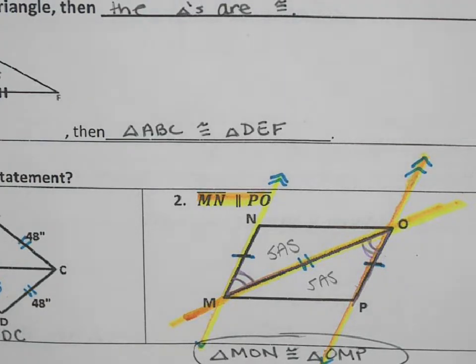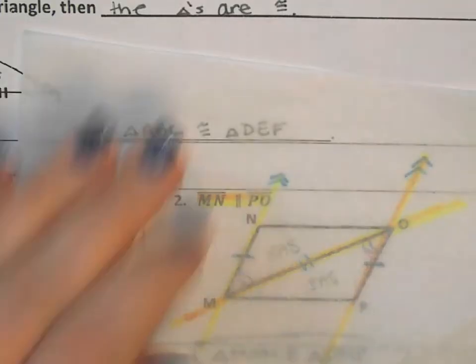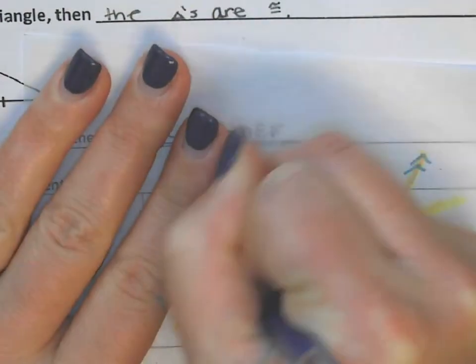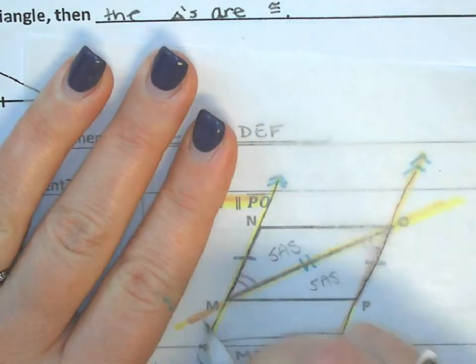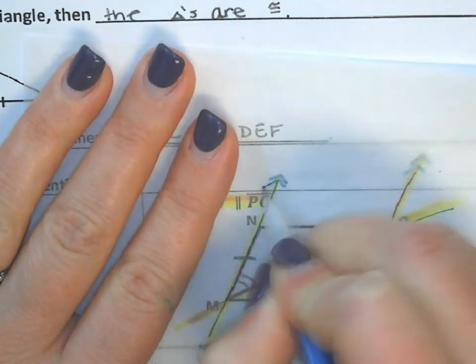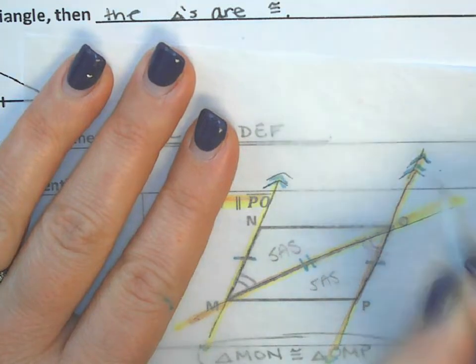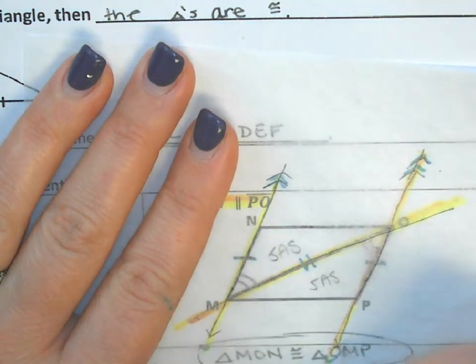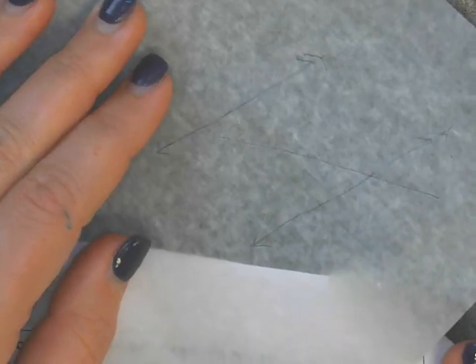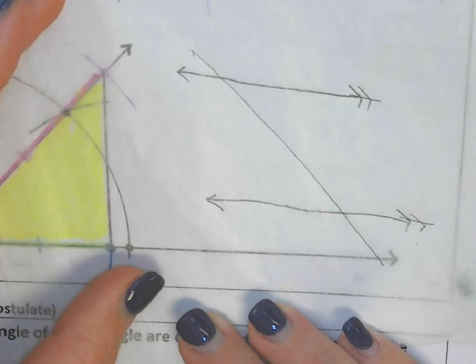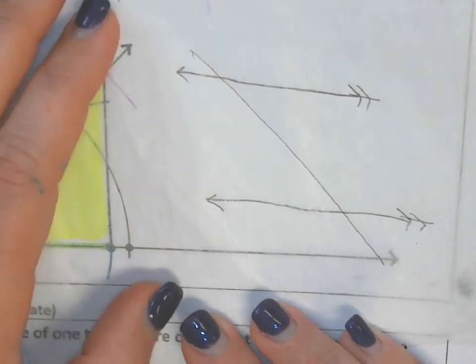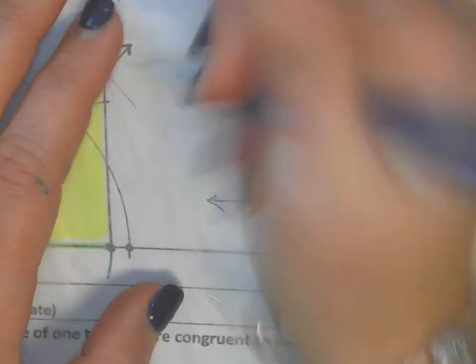Then what I did was I showed the class how two lines and a transversal look if we remove them from this image. Maybe I'll put it here, easier to see. Okay, so two lines and a transversal. And we learned that corresponding angles are congruent, or alternate interior angles are congruent, and so on and so forth.